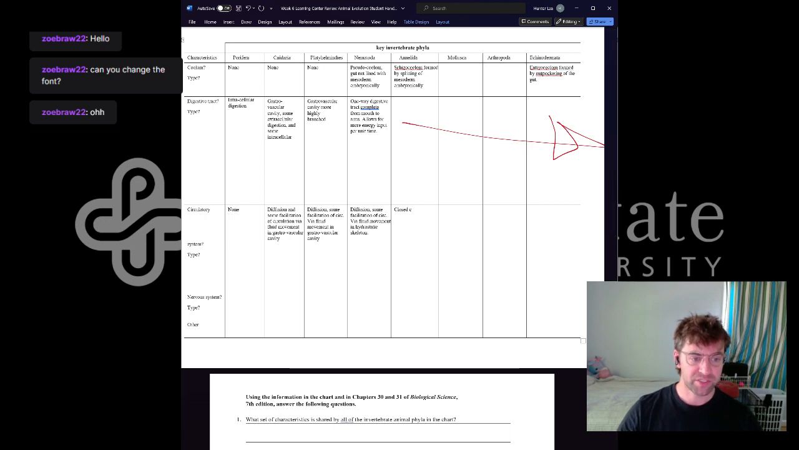Annelida, we have a closed circulatory system. So starting to look a lot more like ours. So you have a heart or hearts, arteries, capillaries, and veins. So directed movement into and out of a heart throughout the organism.